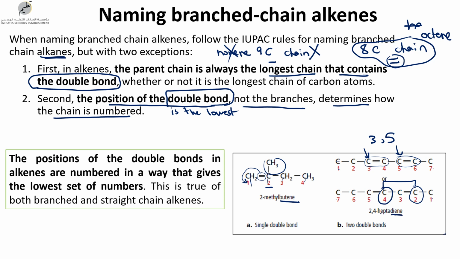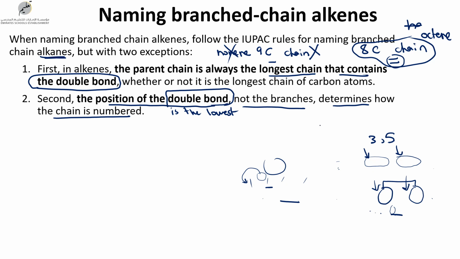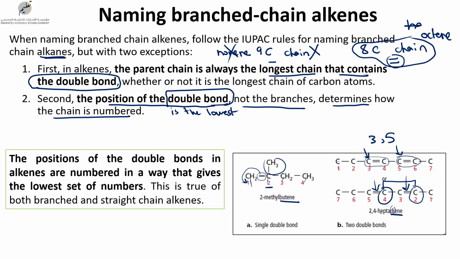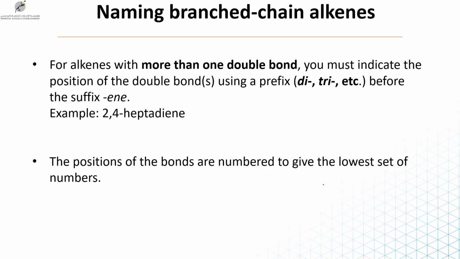heptadiene. So why did we put di here? Because we have 2 double bonds. Remember, when we had 2 methyls here, in section 1 we said dimethyl, right? Now how can we show that we have 2 double bonds? By saying diene, okay? And this is what is mentioned here. For alkenes with more than 1 double bond, you must indicate the positions of the double bonds and their number, okay? Like 2, 4 hepta, di for 2, okay?